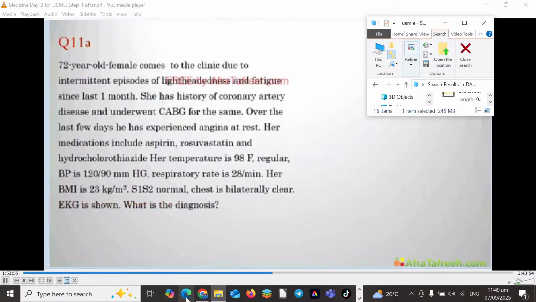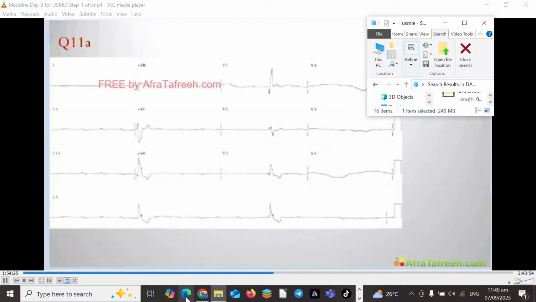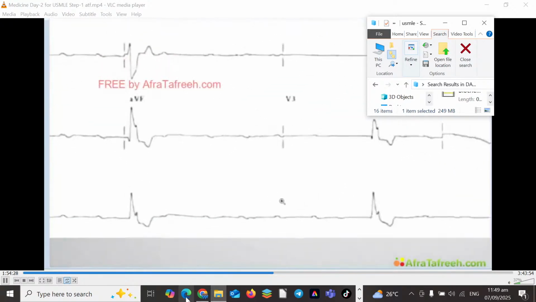Okay. So next question, that is our last question. It is a stem of 3 questions. We want to know what is the diagnosis. The question is, a 72-year-old female comes to the clinic due to intermittent episodes of lightheadedness and fatigue since the last 1 month. She has a history of coronary artery disease and underwent CABG for the same. Over the last few days, she has experienced angina at rest. Her medications include aspirin, rosuvastatin and hydrochlorothiazide. What is the diagnosis on the basis of this EKG?